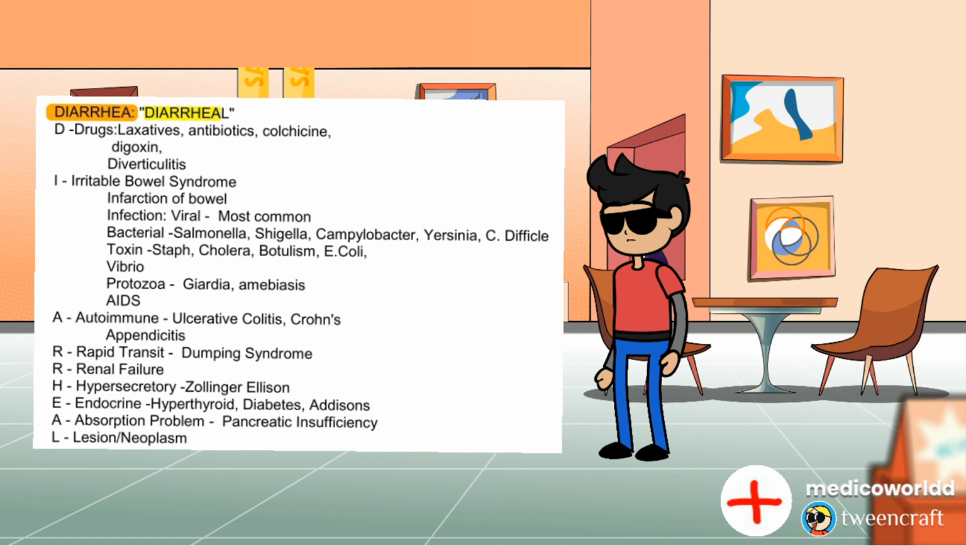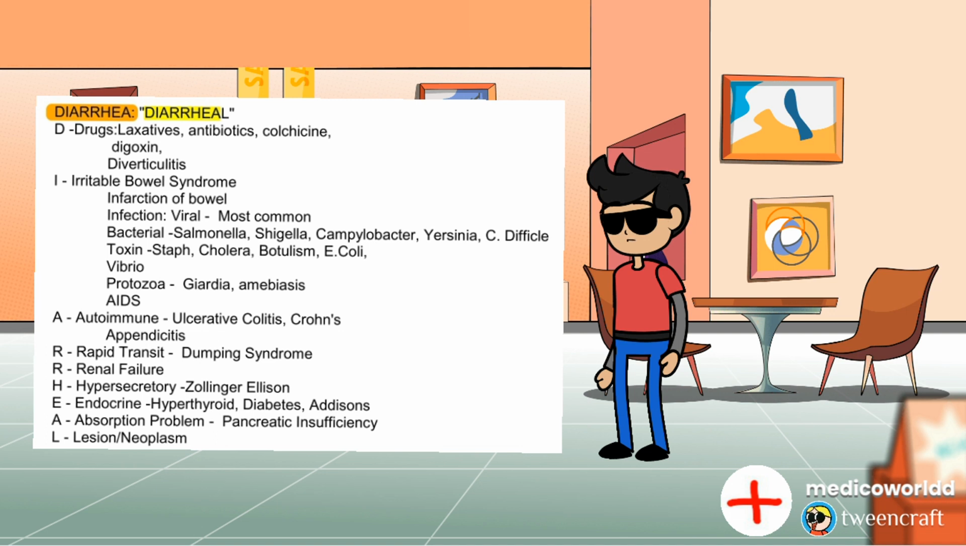meaning neoplastic lesions. Now, D for drugs: laxatives, antibiotics, colchicine, and digoxin. You can remember another D for diarrhea is diverticulitis. Another I for diarrhea is infarction of bowel. Another I for the diarrheal causes is infectious causes.